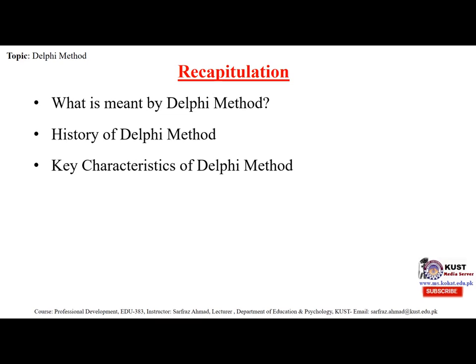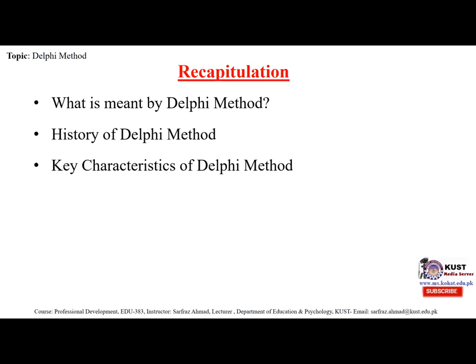Then, how does the Delphi method work? The Delphi method is a process used to arrive at a group opinion or decision by surveying a panel of experts. Experts respond to several rounds of questionnaires, and the responses are aggregated and shared with the group after each round.